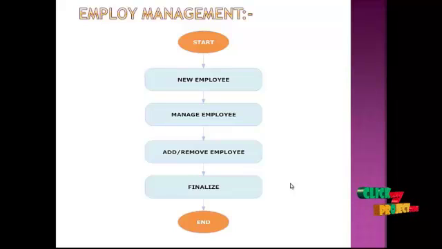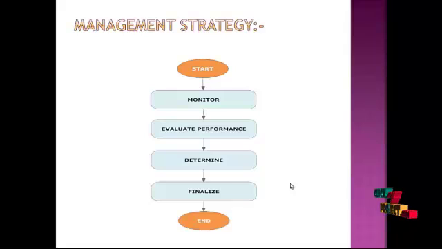Now let's see the next data flow diagram of our project. This one is the management strategy, which includes the HR. Our automated system can monitor each and every process done by the employees. After that, our automated system can evaluate the performance of each and every employee. So the employee will be honored by providing some benefit for that employee.